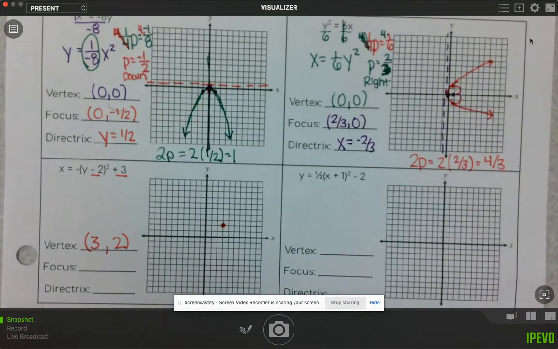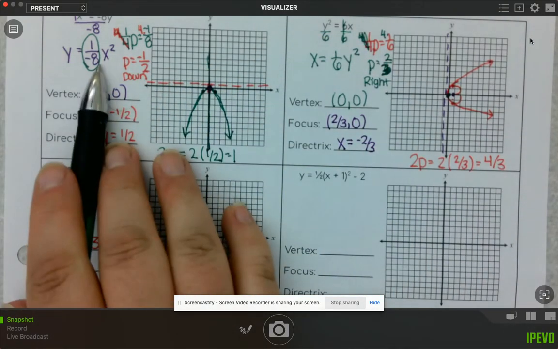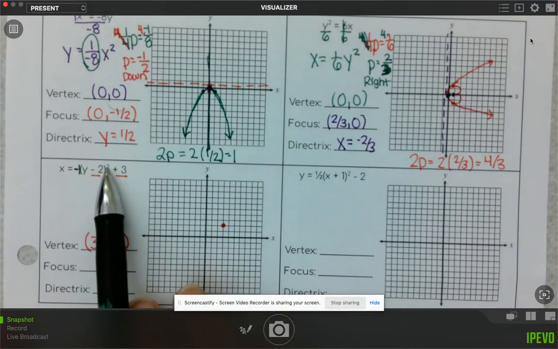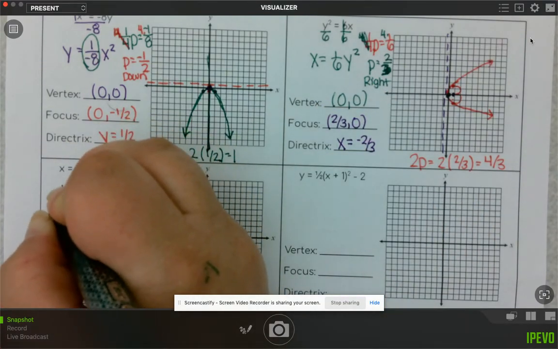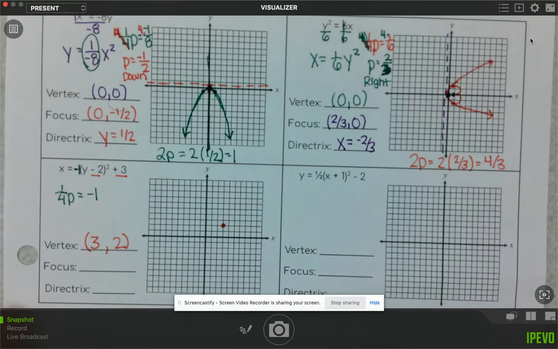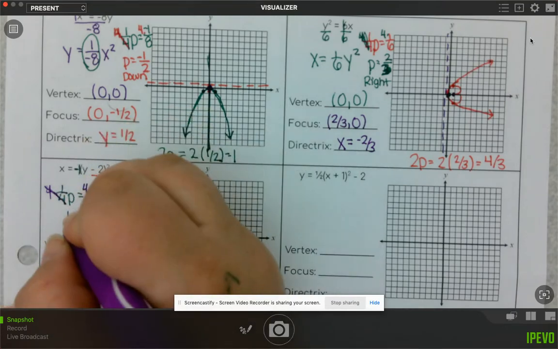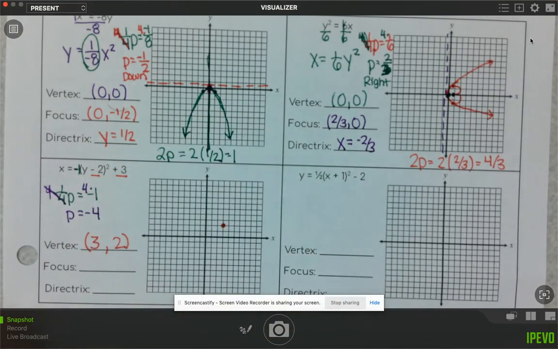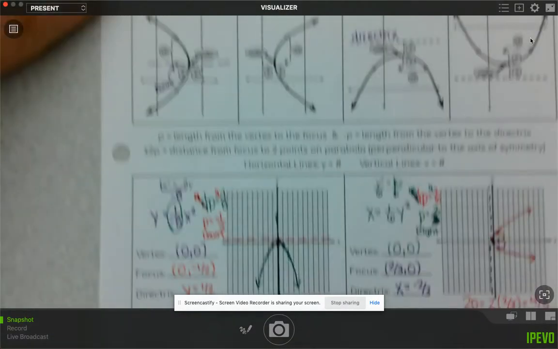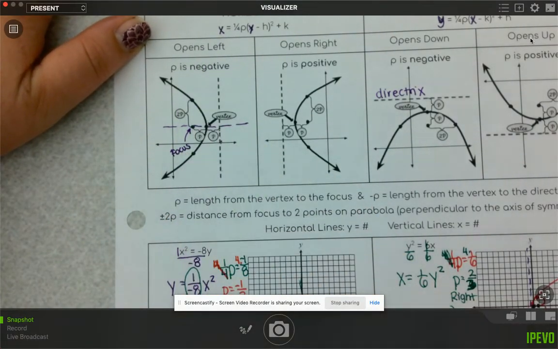And then my number out front this time is a -1. So I didn't have parentheses on these, but I'm basically looking for the number that goes in front of the y squared part. So this time 1 over 4p equals -1. So when I go to multiply by that 4, so that they cancel out, I get p equals -4. Now, I have a negative p, and x is the one in front. So that means negative p with an x out front is opening to the left.